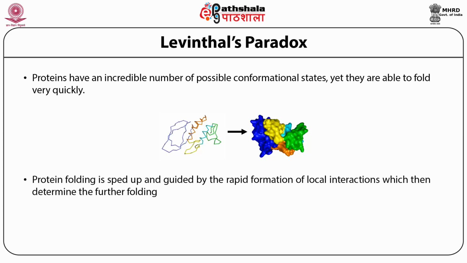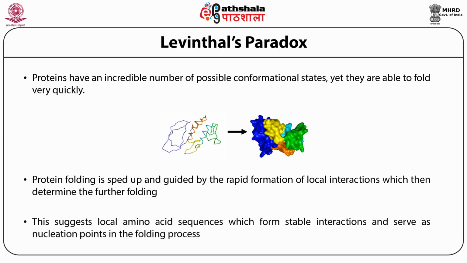The protein folding process is speeded and guided by the rapid formation of local interactions, which determines further folding. Also, this suggests that local amino acid sequences which form stable interactions serve as nucleation points in the folding process to result in a native state.